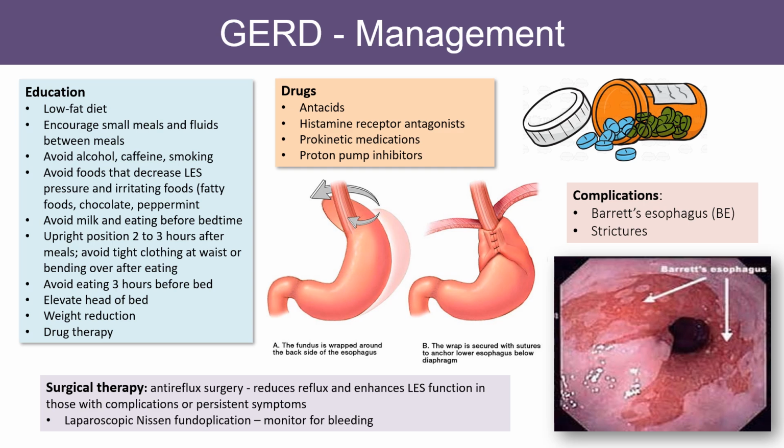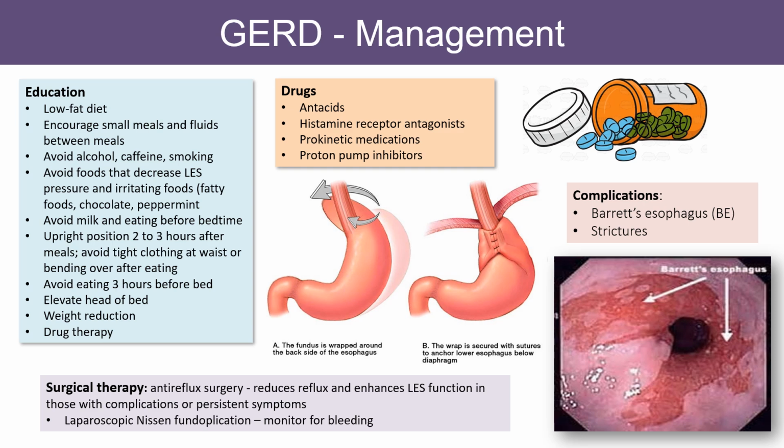If you eat and then lay down, it helps the food to regurgitate back up. So we want them to sit up, let gravity help the food go down. Avoid tight clothing and bending over after eating, because that will increase the pressure. And they should just not eat 3 hours before bedtime, because when you go to bed, you lay down. We want the food to be out of the stomach. Elevate the head of the bed when you're sleeping.